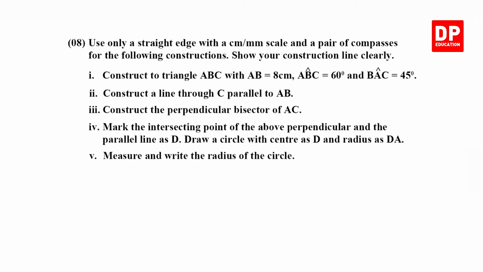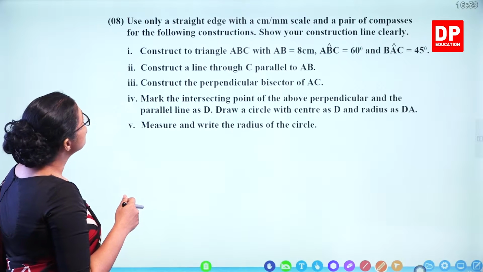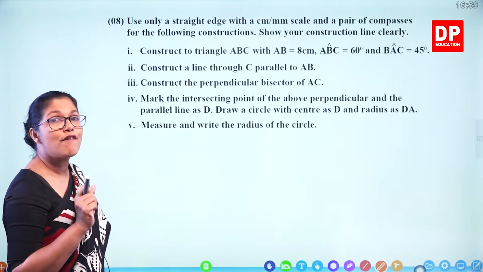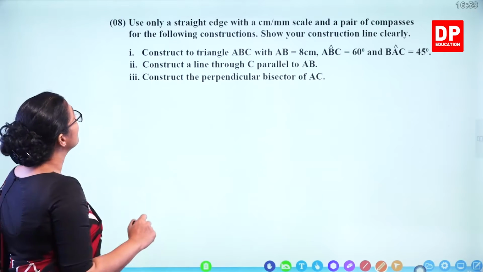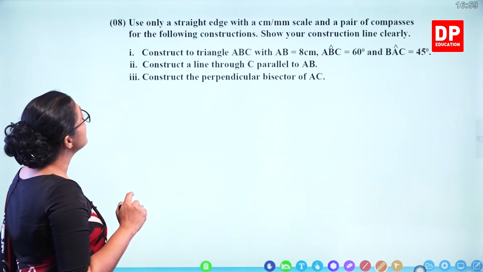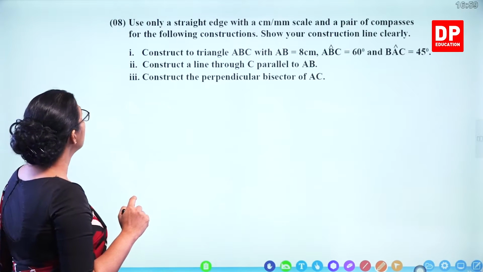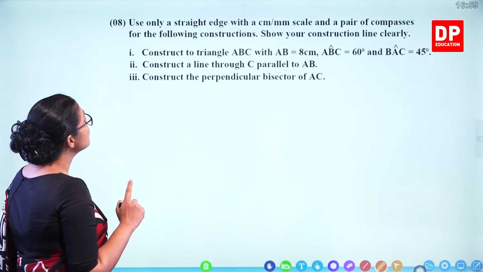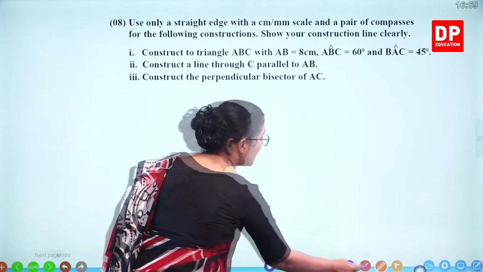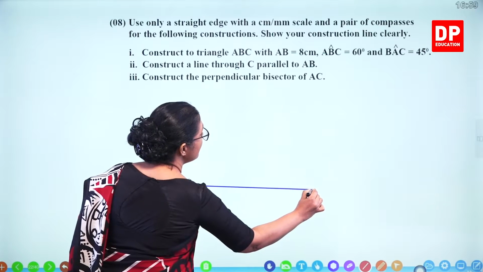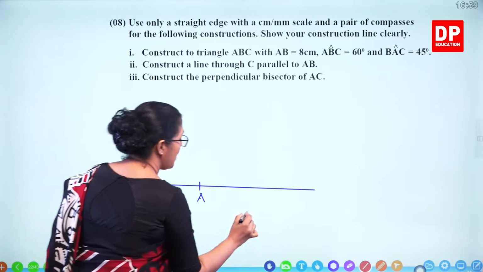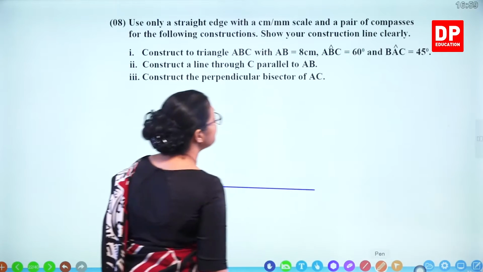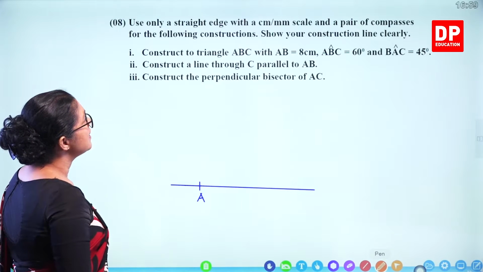Now let's take question number 8. That's construction. So you can use only the compass and the ruler. Here also you get 5 parts. Use only a straight edge with a centimeter-millimeter scale and a pair of compasses for the following constructions. Show your construction lines clearly. Construct a triangle ABC with, take the ruler and draw AB line. So first we can mark this, and you need ABC. So 8 centimeters.